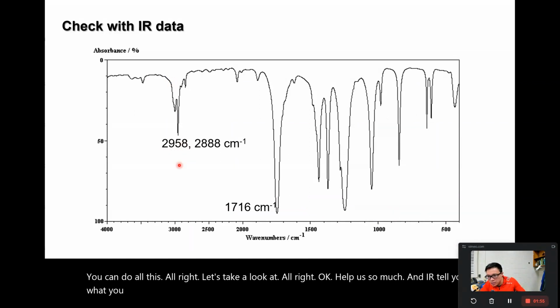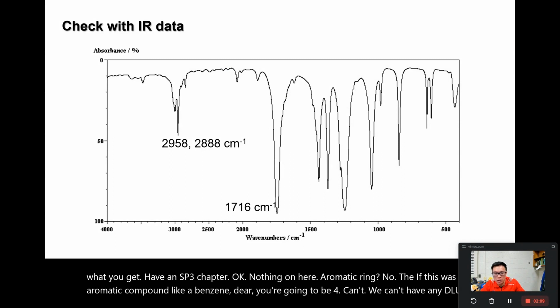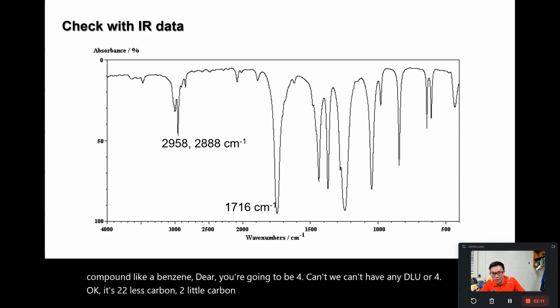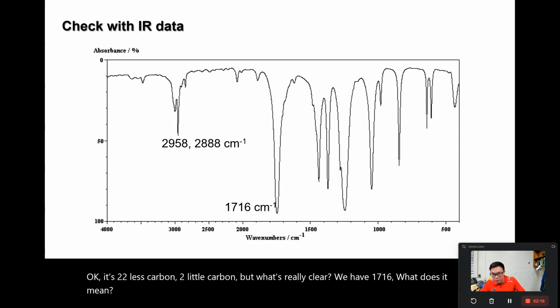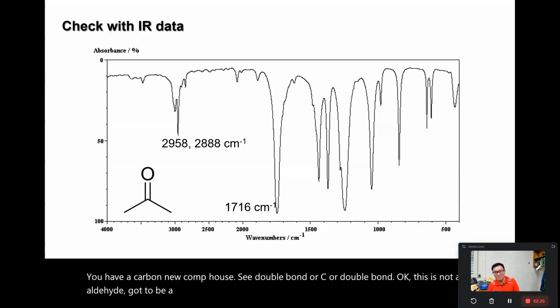You have an sp3 CH. Okay, nothing on here. Aromatic ring, no. If this were an aromatic compound like a benzene, DOU would have to be 4. We can't have DOU of 4. Okay, it's two less carbon, too little carbon. But what's really clear, we have 1716. What does it mean? You have a carbonyl compound, C double bond O. Okay, this is not an aldehyde. Gotta be a ketone. Here we go.